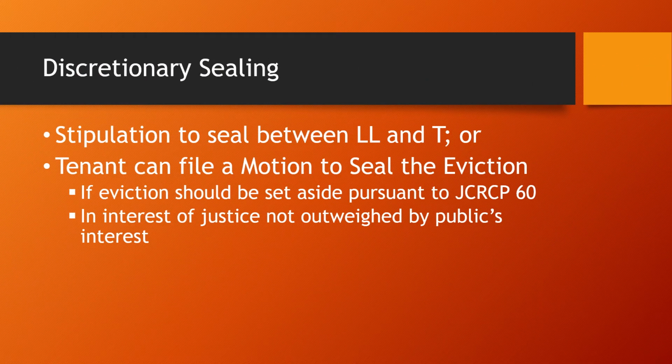In other cases, the tenant must ask the court to seal the eviction record. The tenant can try to first get the landlord to agree to seal the eviction and file a stipulation with the court. But more likely, the tenant will have to file a motion to ask the court to seal the eviction. A court can seal an eviction where the eviction should be set aside pursuant to Rule 60, more on that later, or if the interest of justice is not outweighed by the public's interest in accessing court records.